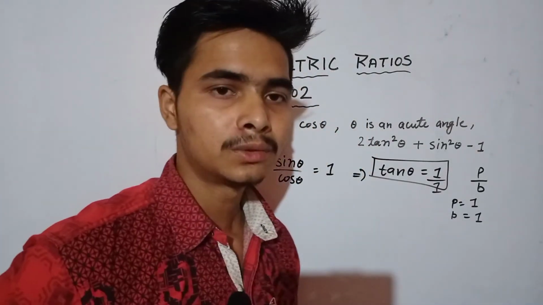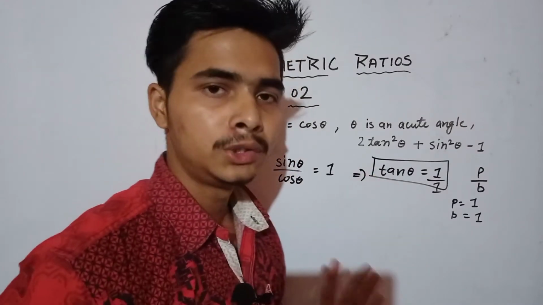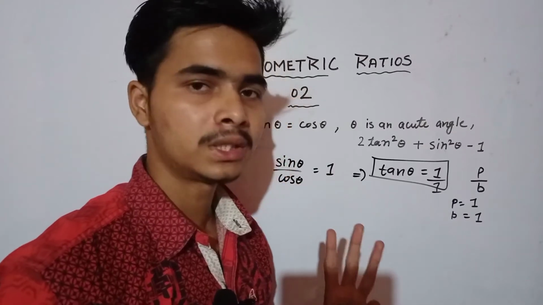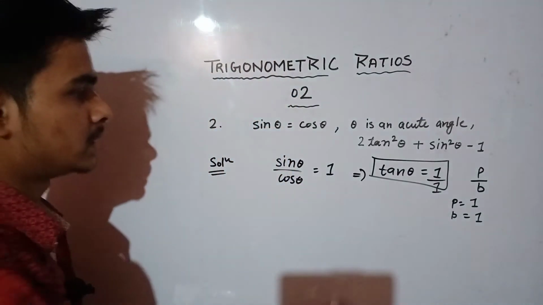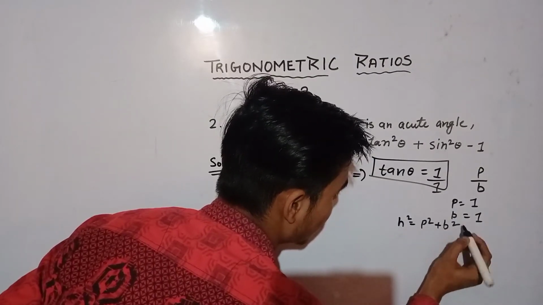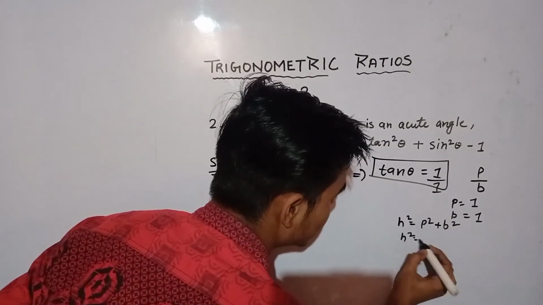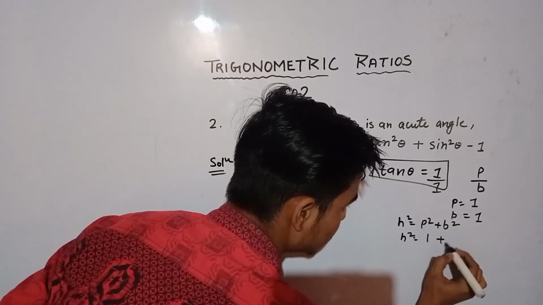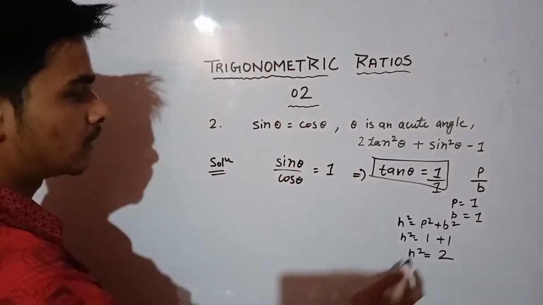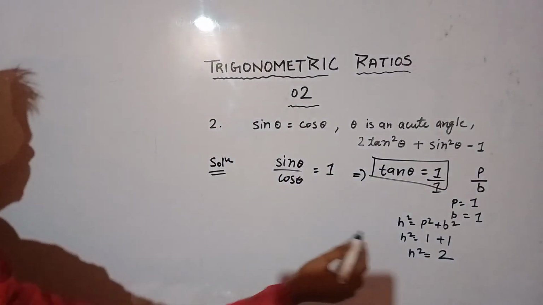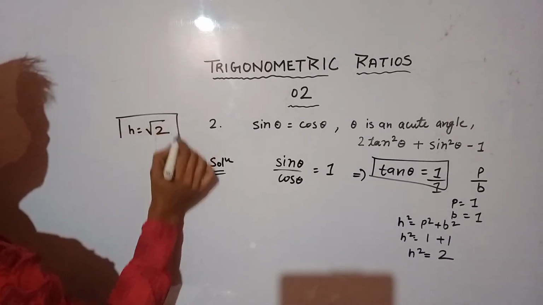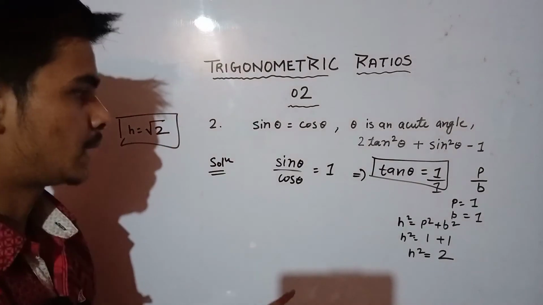Now I have already told you that to solve any question you need 3 parameters: perpendicular, base and also hypotenuse. So let's first find the hypotenuse. H square is equal to P square plus B square. P square means 1 square, which is 1, plus B square, 1 square is again 1. H square is equal to 2. So H is equal to under root 2. This is the value of the hypotenuse.